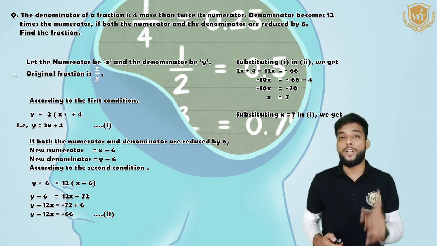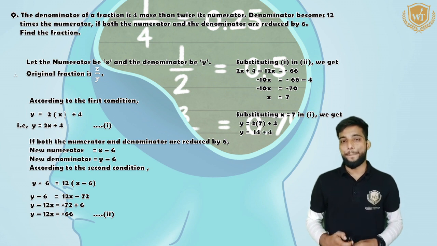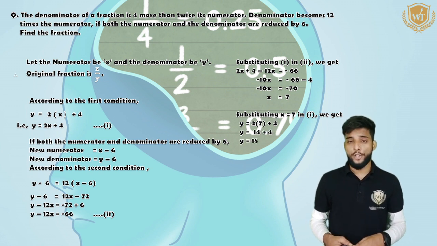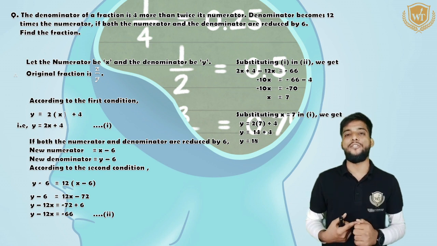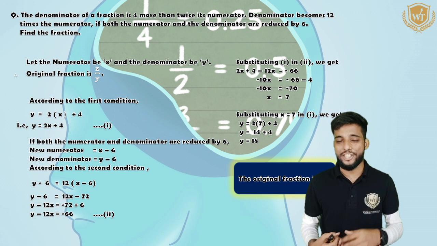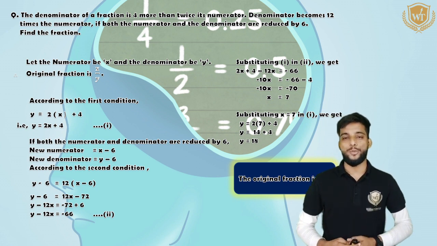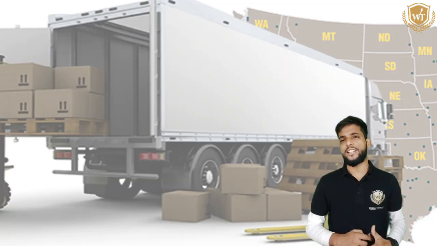Matlab 2 into 7 plus 4, which is 14 plus 4, matlab y ka value is 18. So we have got the numerator, we have got the denominator, matlab we have got our original fraction, which is 7 upon 18. I hope the sum is clear, students. Let us move on towards the next question.